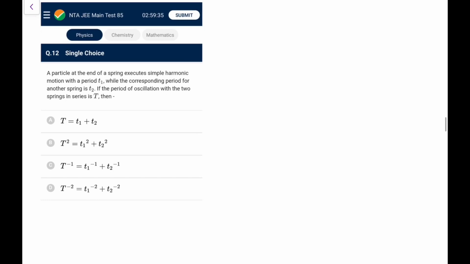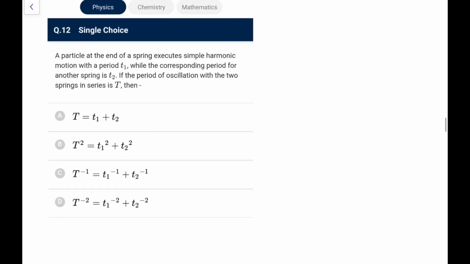Next, a particle at the end of a spring executes SHM with period T1 while the corresponding period for another spring is T2. When they are put in series, that's an easy one that you remember. What happens in series, 1 upon k series is 1 upon k1 plus 1 upon k2, and the time period result, you know, time period is 2 pi root of m by k.